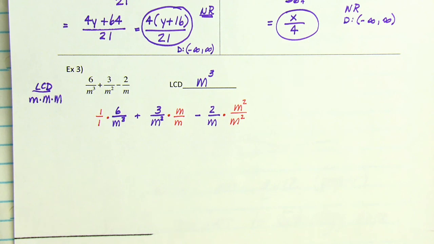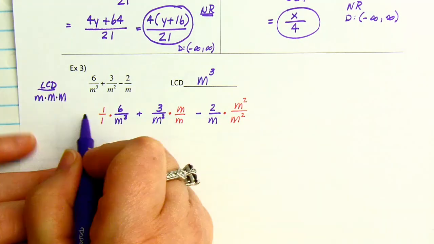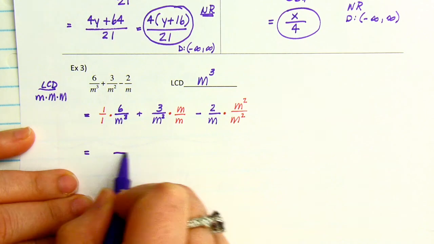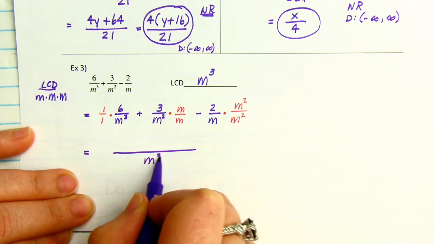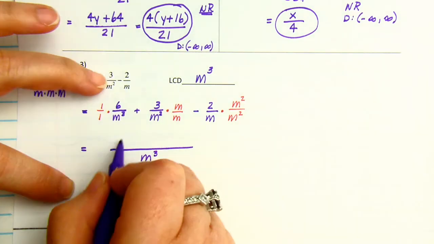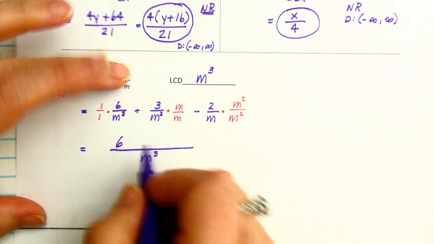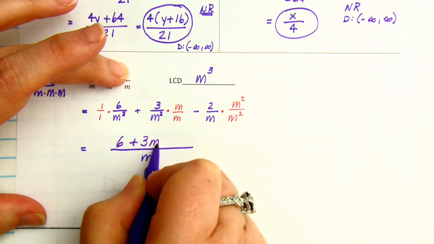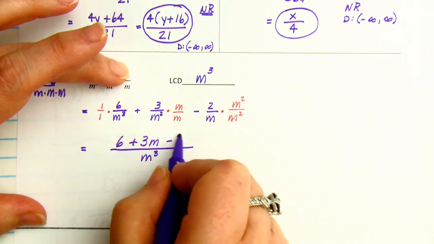Now, all 3 of them are over m cubed. 1 times 6 is 6. 3 times m is plus 3m. Negative 2 times m squared is subtract 2m squared.